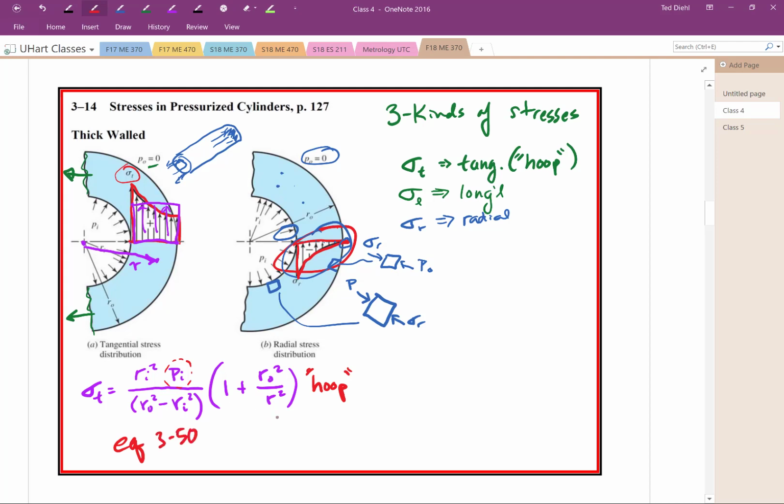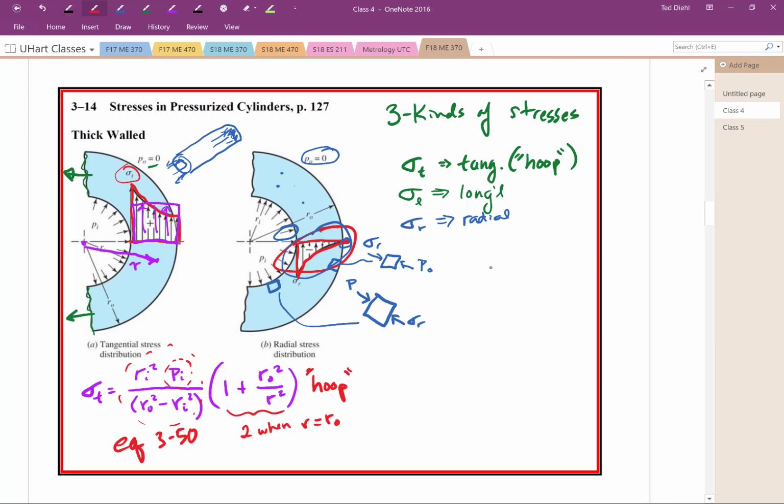You'll also notice that when r is equal to Ro, this just comes to unity. So you have 2 times this little chunk right here. So this becomes 2 when r is equal to Ro.